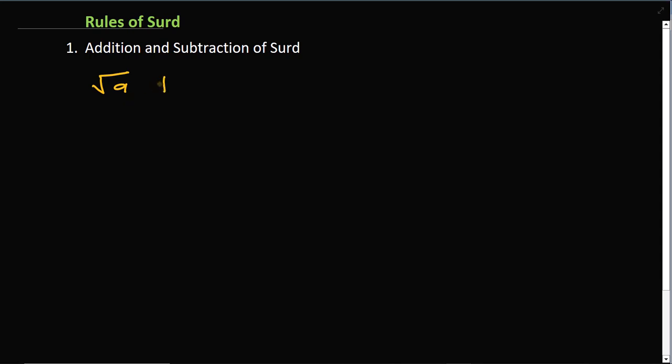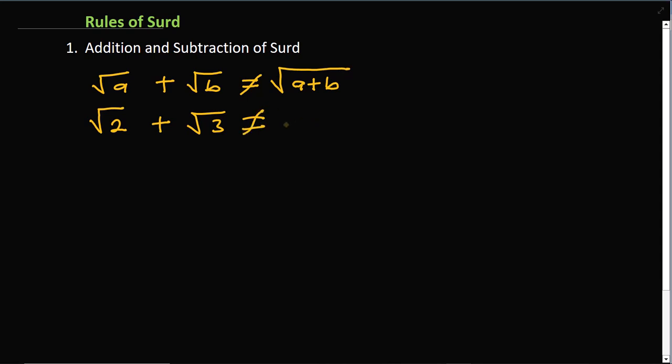So let's say surd A plus surd B. We cannot combine them into a single surd. This is not practical. So let's make more sense out of this. Assuming we have surd 2 plus surd 3, we cannot combine them into 2 plus 3 and then get 5. No, this is not practical. That's for addition of surds, and likewise for subtraction of surds.